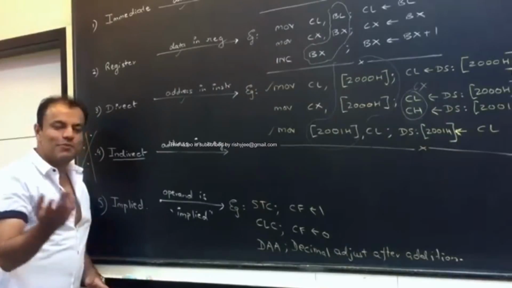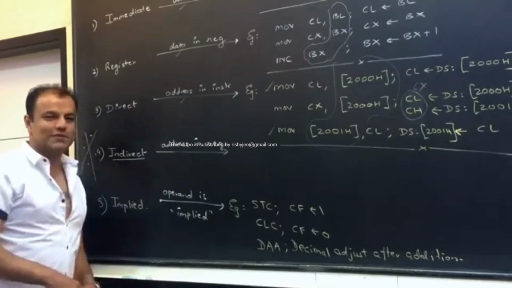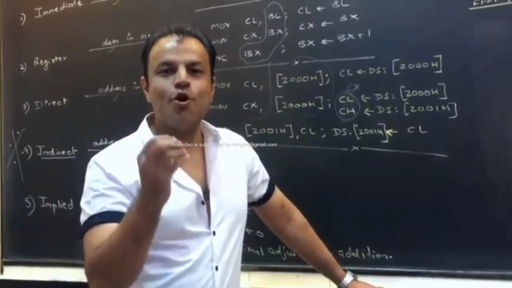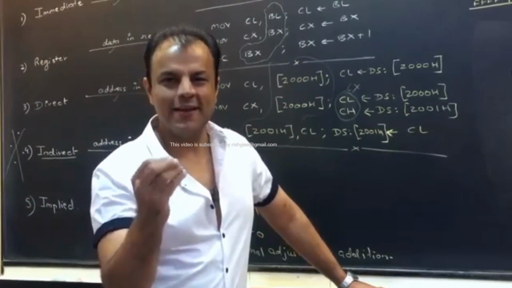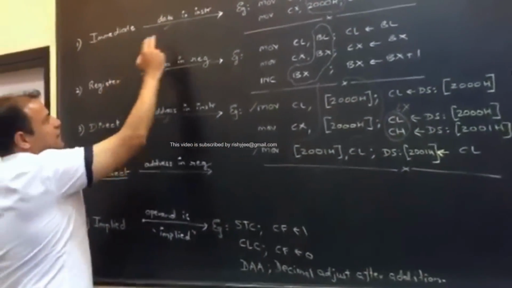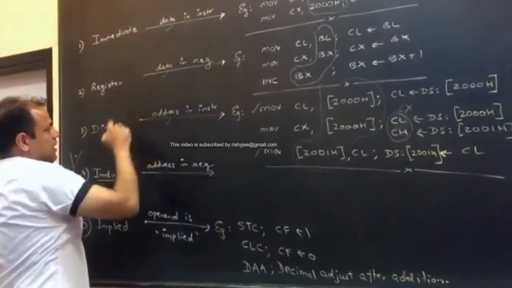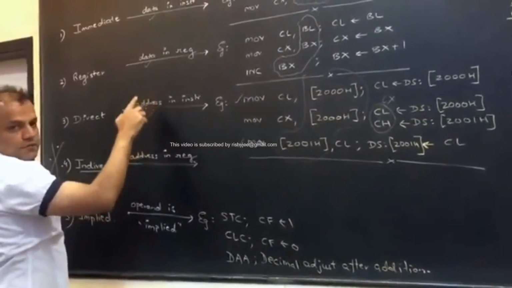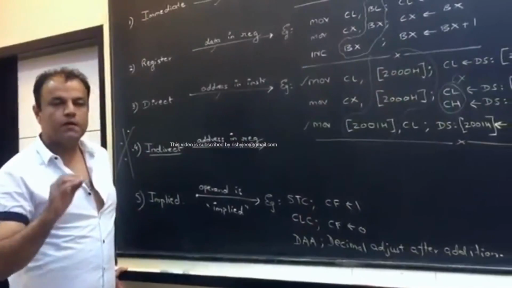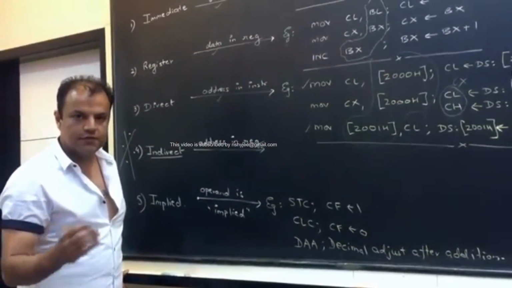There is nothing in it. Tell me, what do you mean by addressing mode? Come on, we're learning it for the past half an hour. What do you mean by addressing mode? The manner in which operand is given in an instruction. How we give the operand. Look here. In immediate and register addressing mode, we give the data. In direct and indirect addressing mode, we give the address. In implied addressing mode, we give nothing. We don't give the data, we don't give the address.